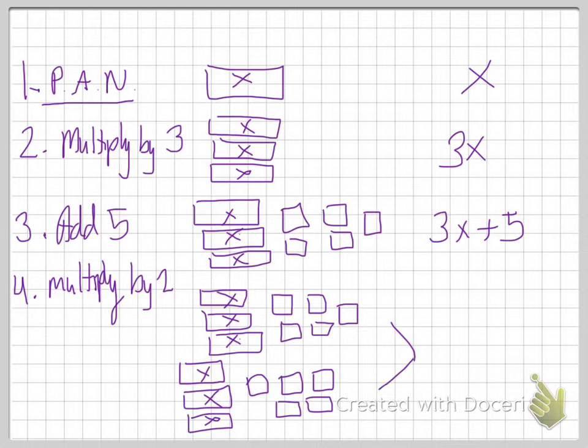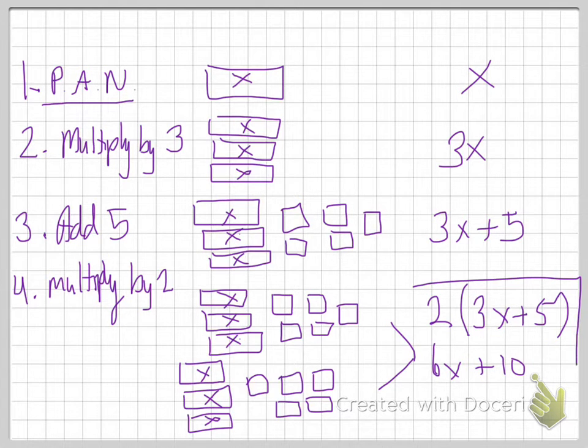5. So this expression, and this is kind of the key for this one, is being able to write it in multiple ways. One of the ways is saying that there are 2 sets of 3x plus 5, and the other way is noticing that there are altogether 6 x's and 10 unit tiles. I will expect you to be able to write both, so make sure that you can recognize where each came from.